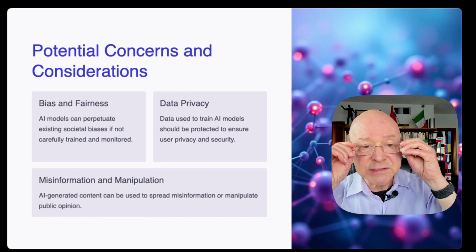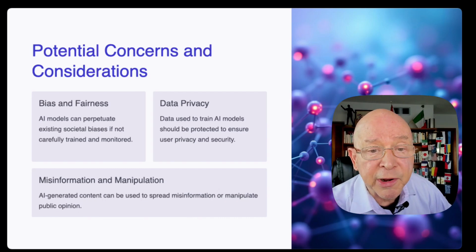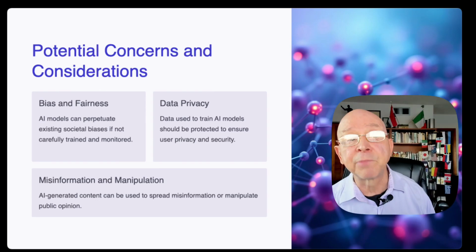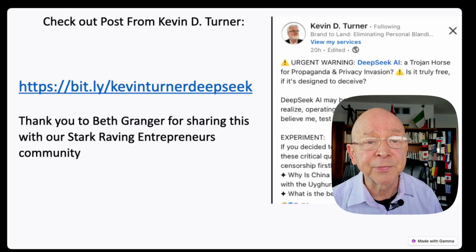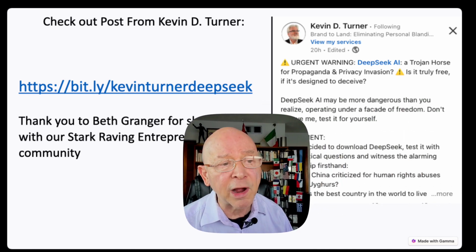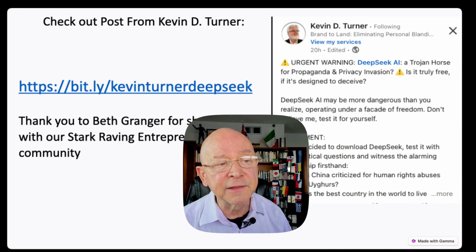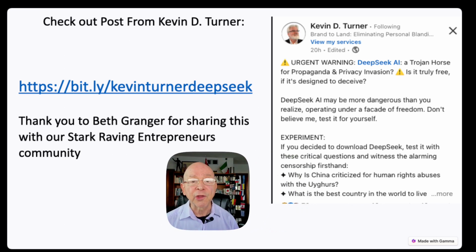Also, you want to look at misinformation and manipulation. AI-generated content can be used to spread misinformation or manipulate public opinion. Well, of course, this is where we need to be extra careful on that. Matter of fact, a person named Kevin Turner came up with this. And Kevin, if you're watching this, just want to thank you for letting this out, be known and getting it out. Also to Beth Granger, who shared this for our Stark Raving Entrepreneurs community. And Kevin Turner talked about a lot of things here. So it's an urgent warning.